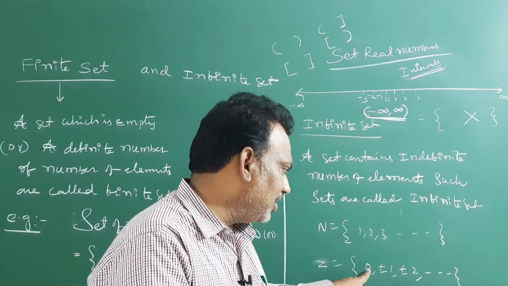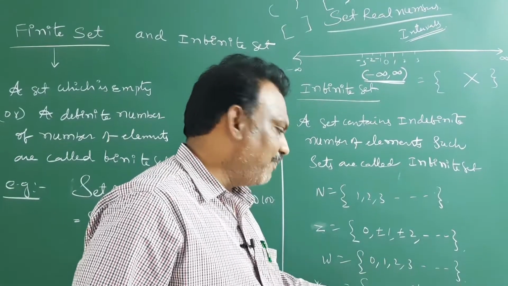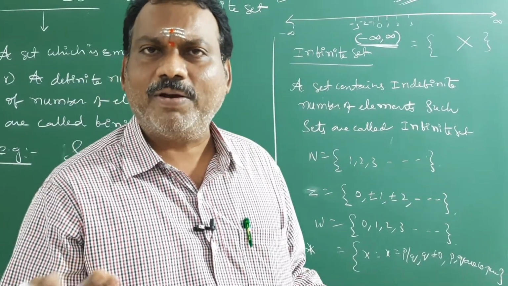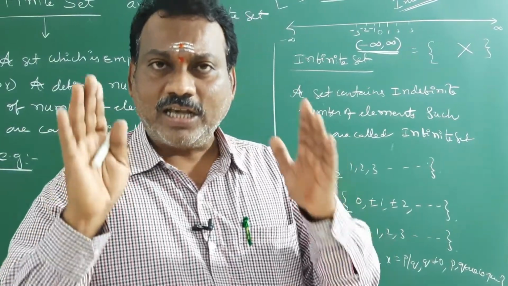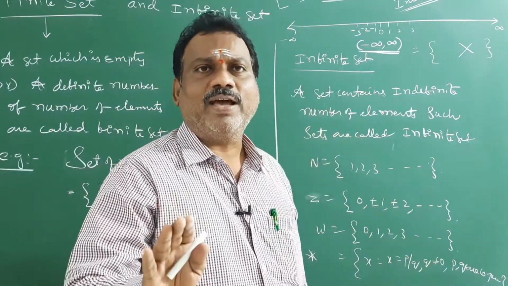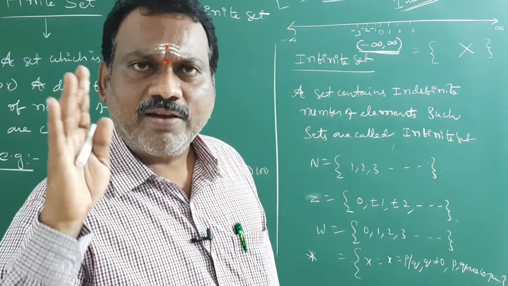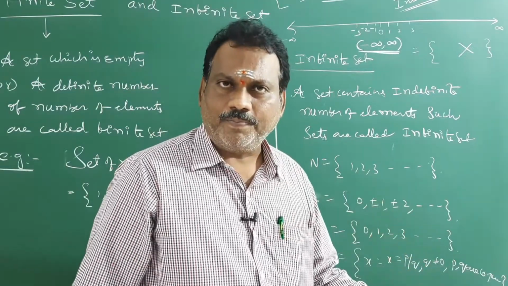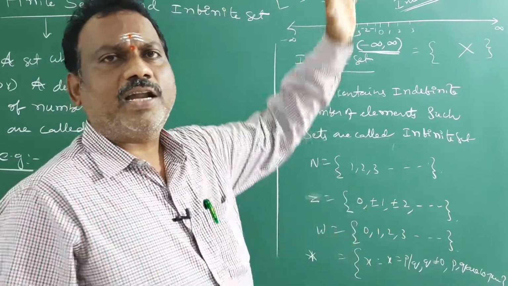Here we start with 0, plus or minus 1, plus or minus 2 and so on. But for rational numbers, what is the starting number? We cannot say that. Real numbers, what is the starting number? We cannot say that. Irrational numbers, we cannot say that. Such numbers we cannot represent in the set bracket. That's why all infinite sets cannot be represented in flower brackets, that means in roster form. For such numbers we have to use the interval system.